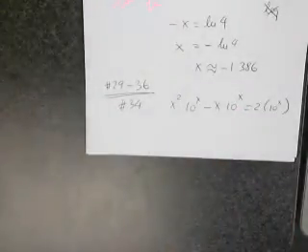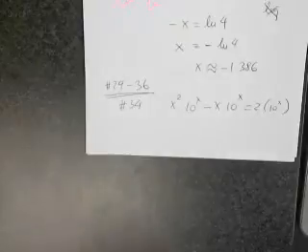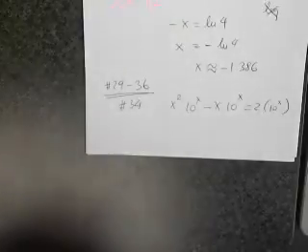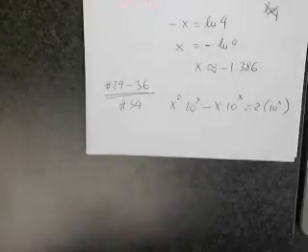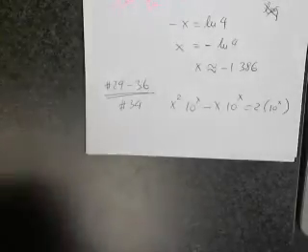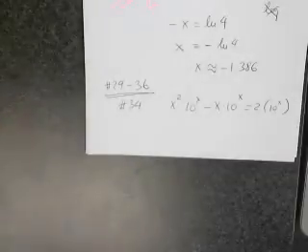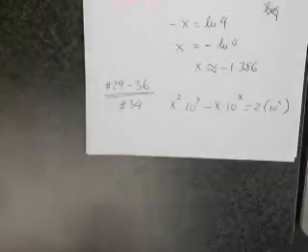Yes, it looks awful. There's x squared, 10 to the x, 10 to the x, 2 times 10 to the x. What do you think we should do? You should always have at least one or two ideas, even if they're wrong.